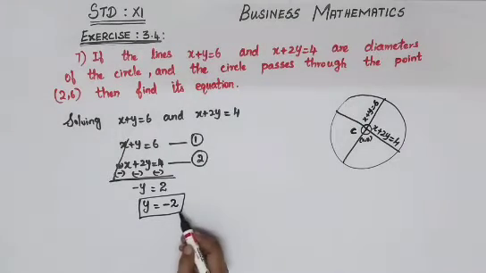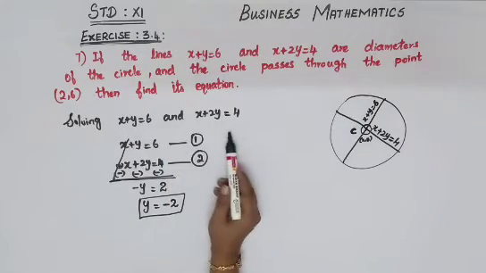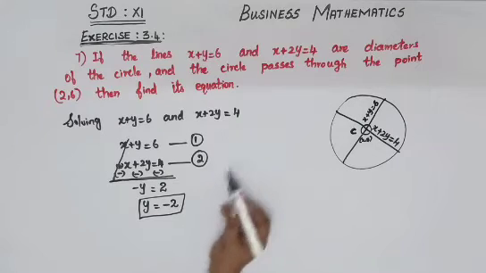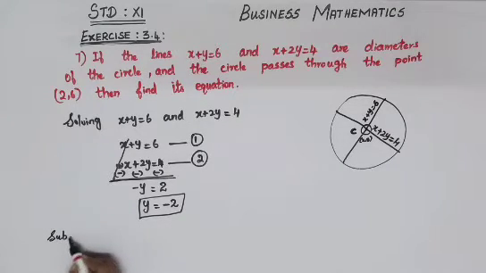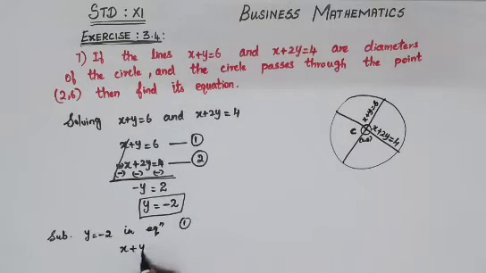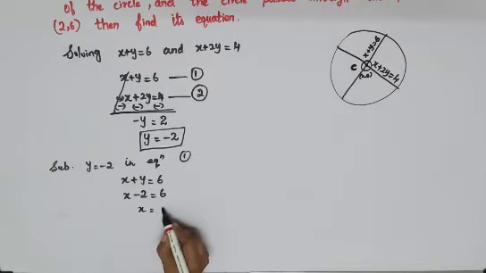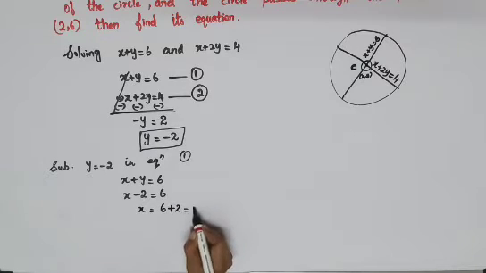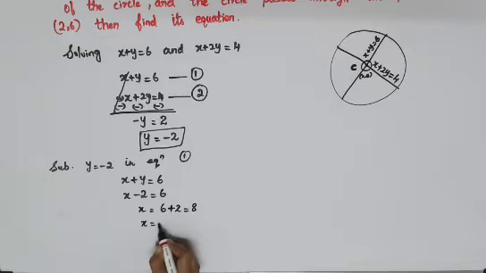Now you can substitute this y is equal to minus 2 either in the first equation or in the second equation, then you can get your value of x. So substituting y is equal to minus 2 in equation 1 itself. Your equation 1 is x plus y is equal to 6. Keep your x as it is, and in the place of y give minus 2. So x minus 2 is equal to 6. Minus 2, if you take it this side, it will become plus 2. So 6 plus 2 is equal to 8. Therefore, your x is equal to 8.